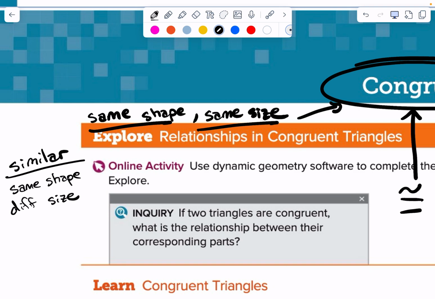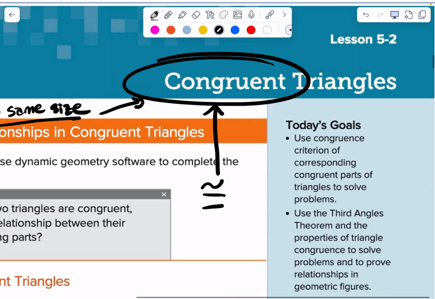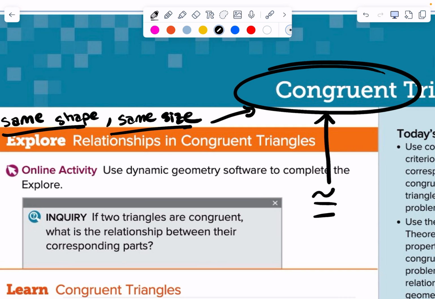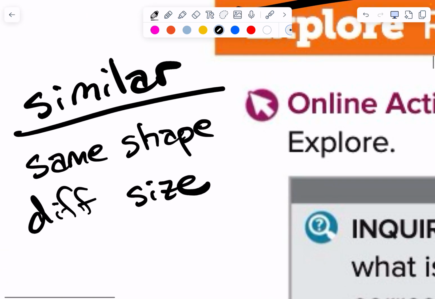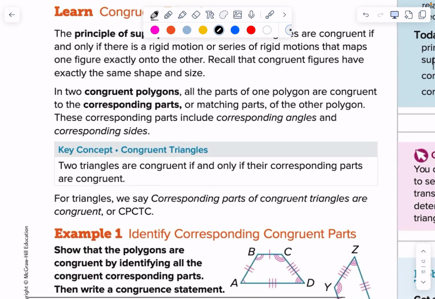Got it? All they're going to do in order for these things to be congruent is shift them, or rotate them, or whatever. If they stretch at all, or reduce in size, that's not going to be congruent. That's going to be similar instead. Okay, here we go. Congruent triangles.